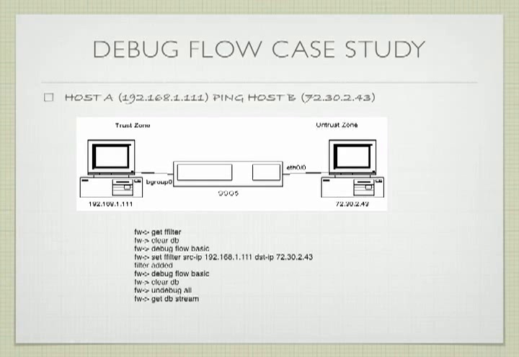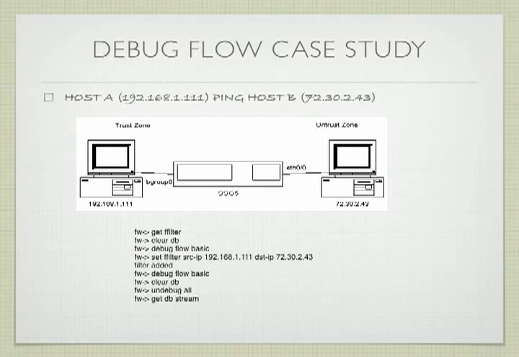We will capture traffic from a source IP of 192.168.1.111 with a destination IP of 72.30.2.43. We see that the filter has been added. We turn on debug flow basic, clear the DB. We send the traffic, and then after the traffic we use undebug all, and then we'll hit getDBStream. So those are all the steps listed on the previous slide, and this captures the traffic that we were sending from the left to the right, the trust to the untrust zone, on these two IP addresses.